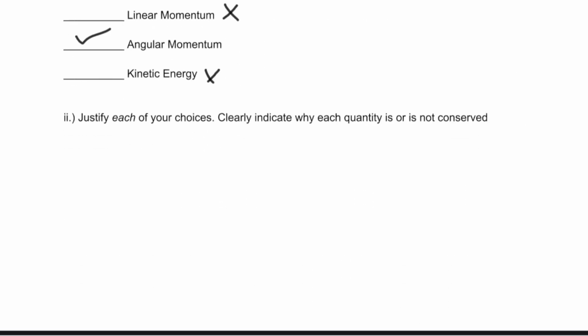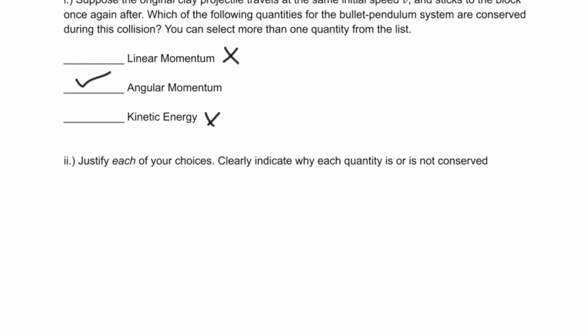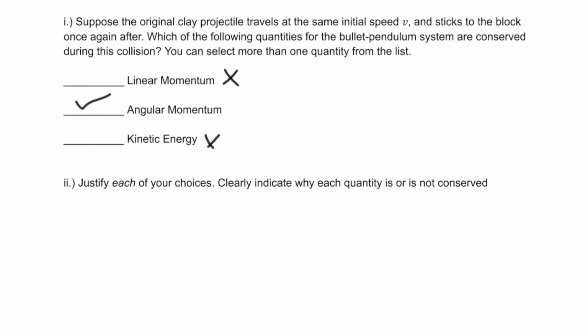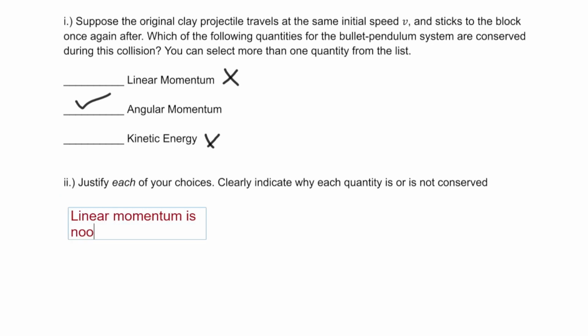So let's go through each choice. Let's get our handy text box. So linear momentum is not conserved due to an unbalanced force at the pivot point.